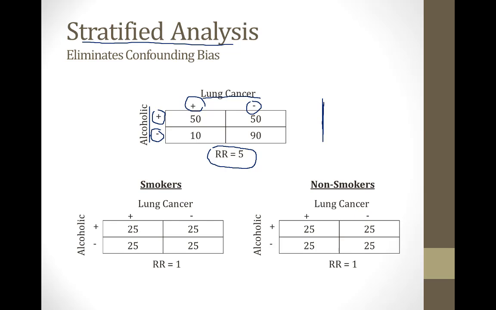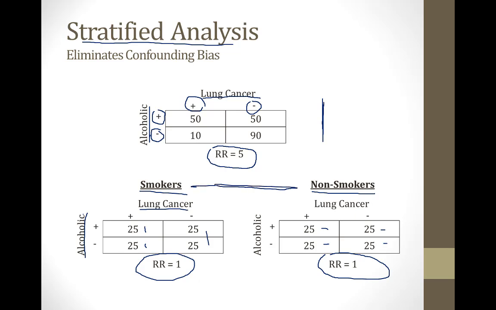However, down at the bottom of the screen, I have split the results up into smokers on the left and non-smokers on the right. Let's look at the smokers first. So among the smokers, lung cancer is on the top again and alcoholism is on the right, and we've got an equal distribution of positive and negative cases, and the relative risk comes out to be 1 when we look at the smokers by themselves. When we look at the non-smokers by themselves over here, we also get an even distribution of positive and negative alcoholism among cancer cases, and we also get a relative risk of 1. So a stratified analysis by smoking versus non-smoking has eliminated the effect of alcoholism on lung cancer.